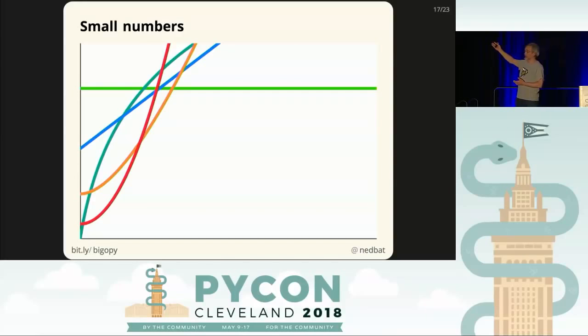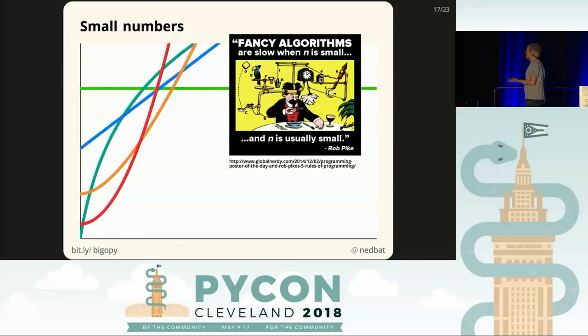When n is a billion, it's worth it. But when n is 10, you should stick with the n squared algorithm. So as Rob Pike once said, fancy algorithms are small when n is small, and n is usually small. So don't go overboard with trying to fancy up your algorithmic complexity. It doesn't matter when n is small, and usually your n is small.